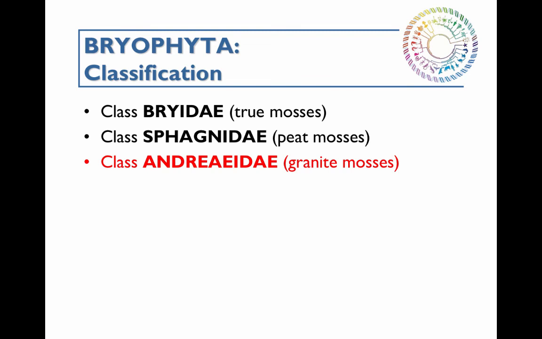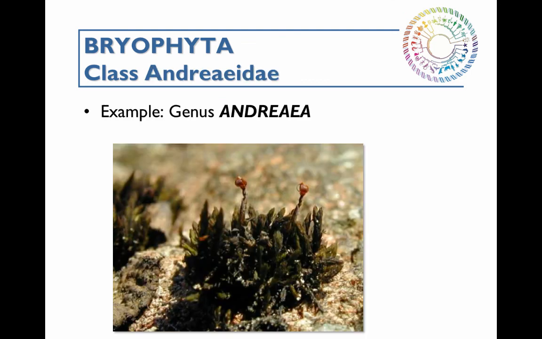And the last group of bryophyta I want to talk about are the class Andreidae, which in English are known as the granite mosses. And again, I don't think the plants are terribly exciting to look at. Here's an example, the genus Andreaea. In this photograph, we're looking at both the gametophytic and the sporophytic generation. So this is the gametophyte, and here we have the sporophyte.